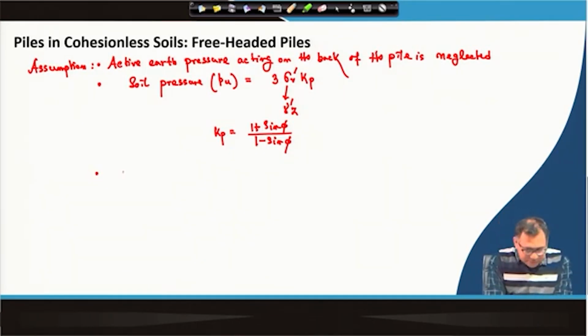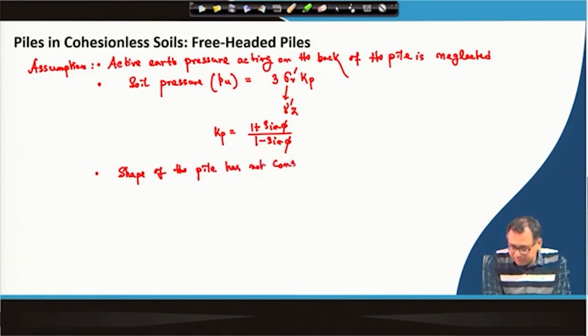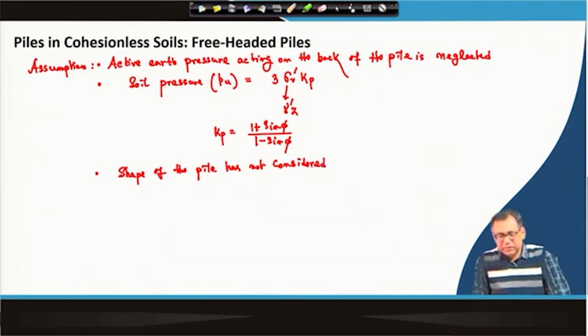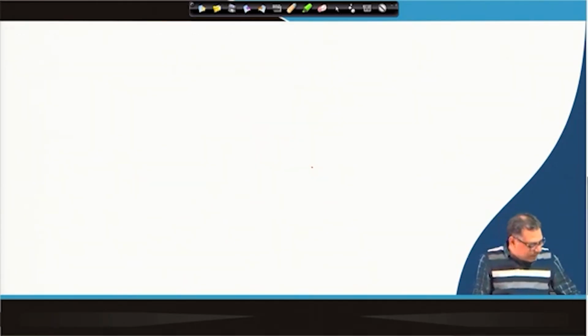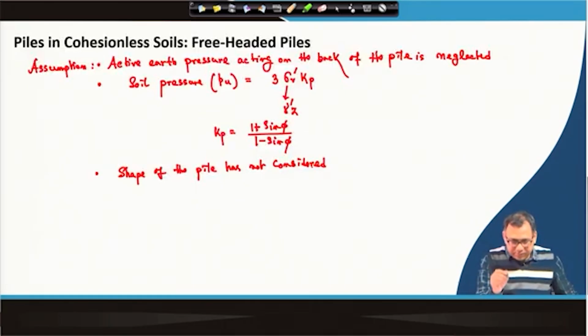And another assumption is that the shape of the pile is not considered. So, the shape of the pile effect is not considered, and for any shape the distribution will be the same. Whether it is a free headed or fixed headed pile, the assumptions are the same. So, first we will consider the free headed piles, and first the short pile.